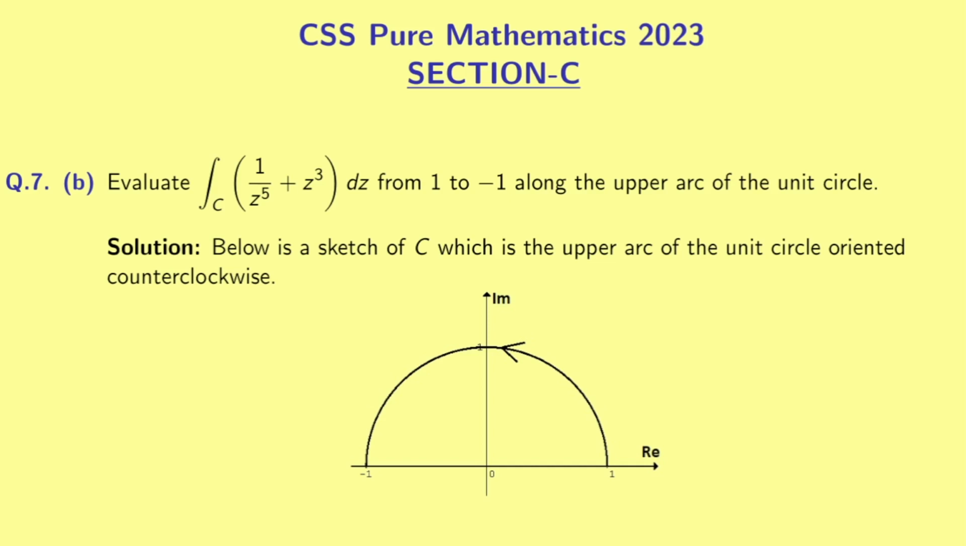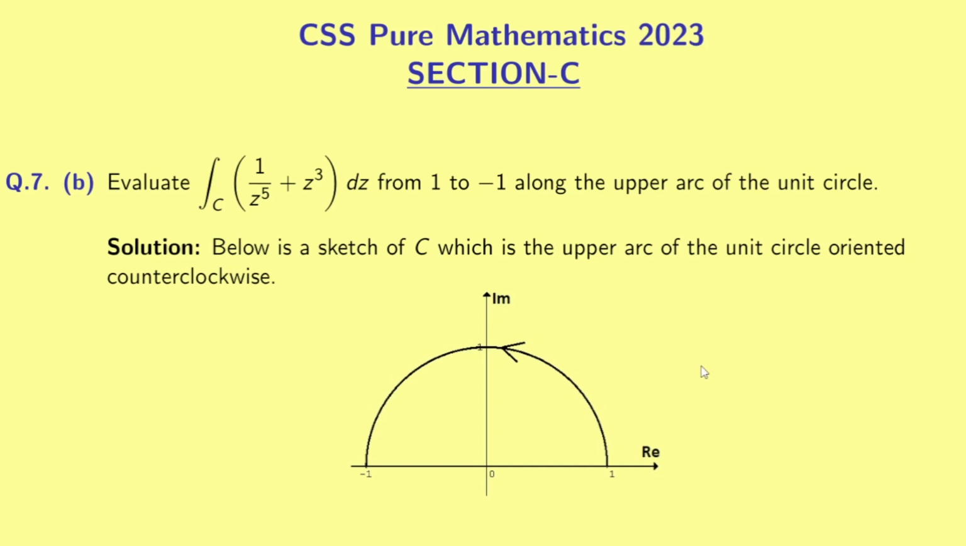So here's the curve. We have this arc of the unit circle. And as I mentioned, it is oriented going from 1 to minus 1. So it is oriented counterclockwise. Okay.